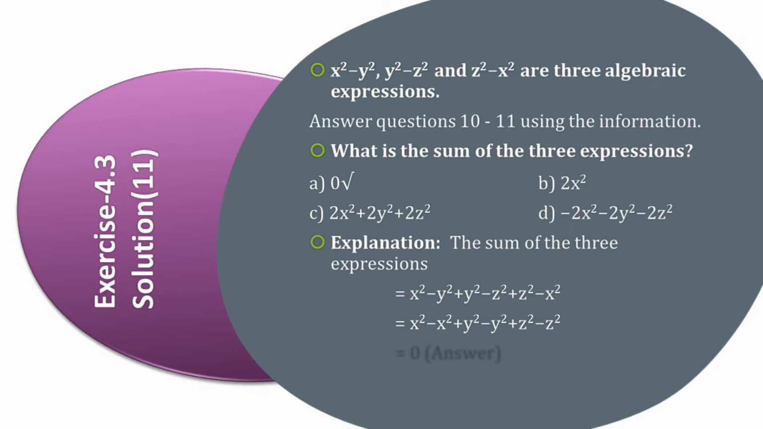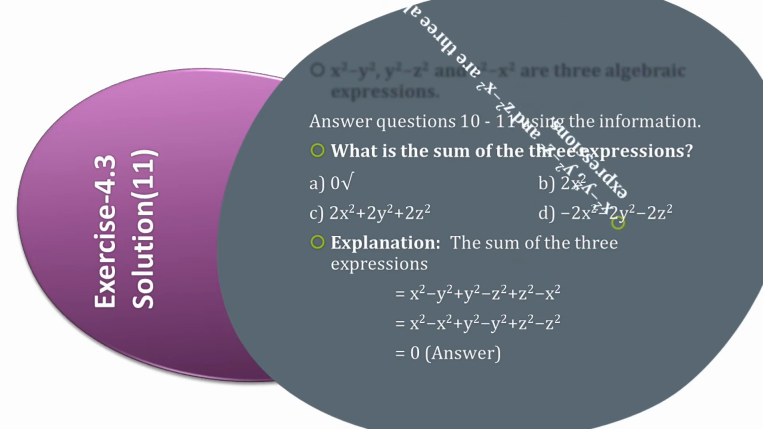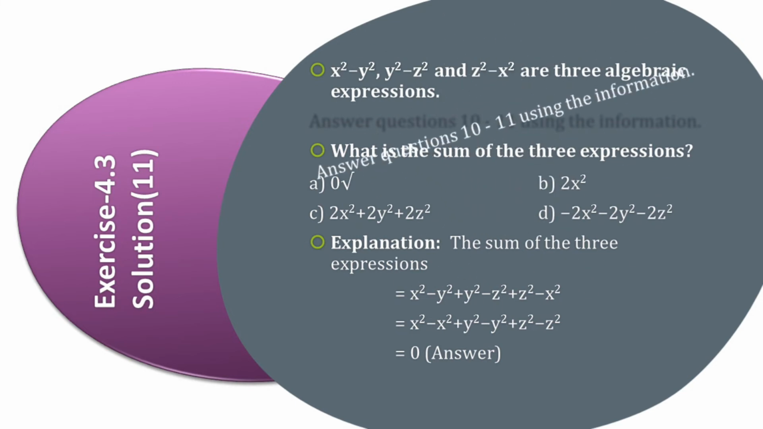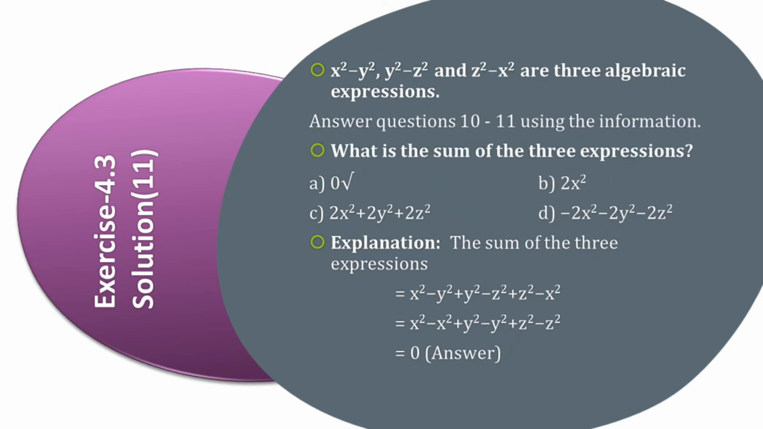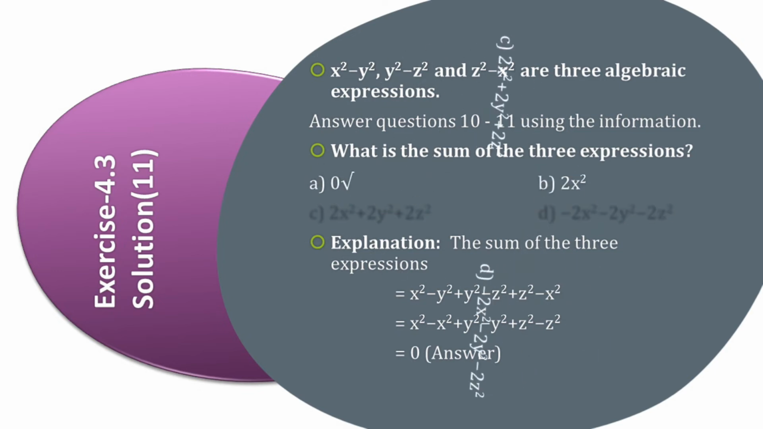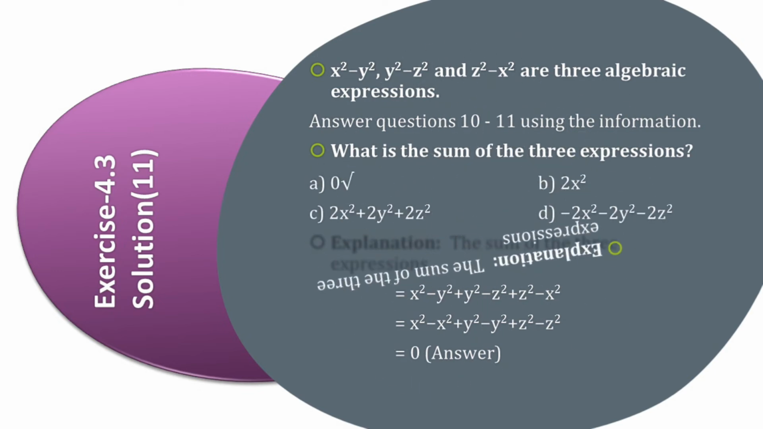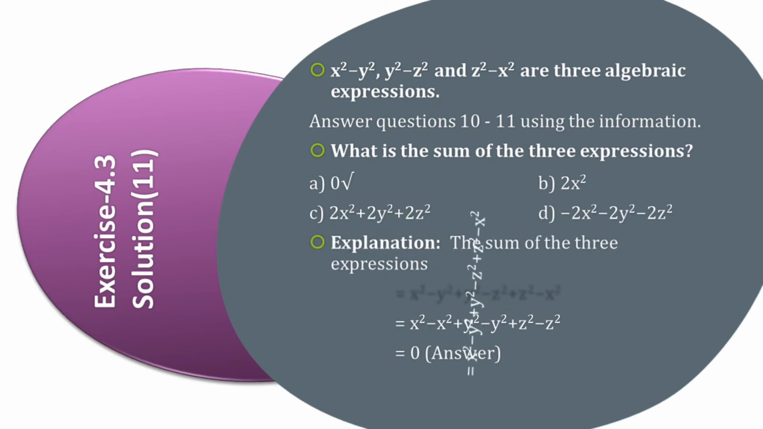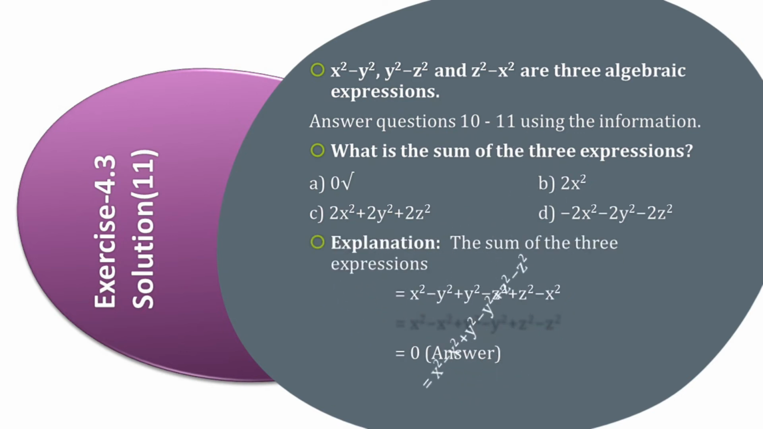So my dear students, if we subtract x square from x square we will get 0. If we subtract y square from y square we will get 0. If we subtract z square from z square we will get 0. So that's why 0 is the answer, my dear, because plus and minus we will get 0. So this is question number 11: what is the sum of the three expressions? And the answer will be 0, because the similar terms are in plus and minus sign, so 0 is the desired answer.